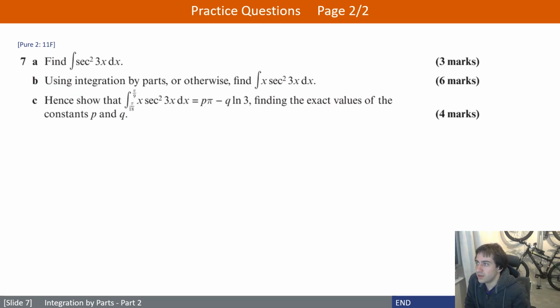Okay, and then a final question for you to try, proper exam style question. Can we find the integral of sec squared x, and x squared as well. Yeah, give that a go. You can pause the video now.